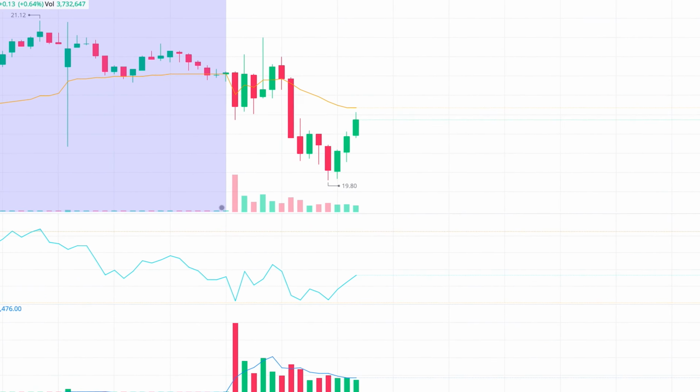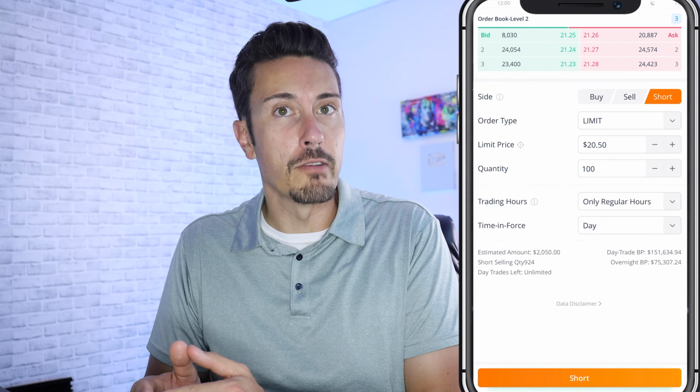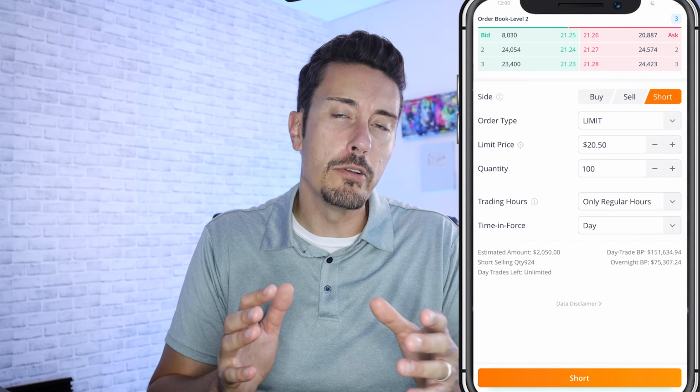Now I'm going to show you how to do this both in the desktop version of Webull as well as the iPhone app version of Webull. That way, depending on what you like to use for your Webull brokerage experience, you can use either one. It doesn't matter. I'm going to show you both of them.